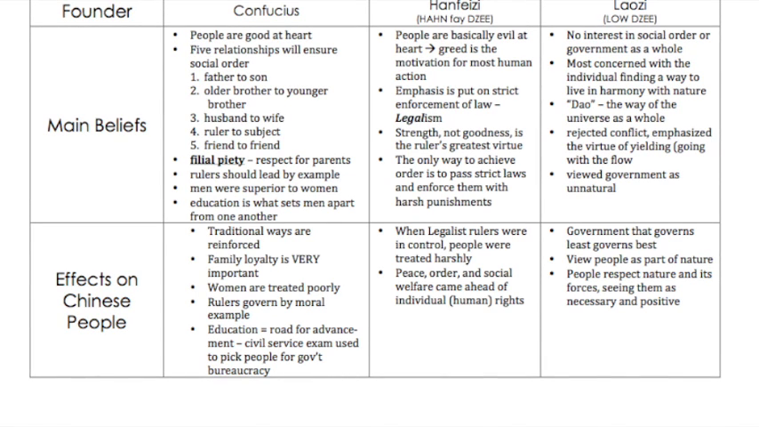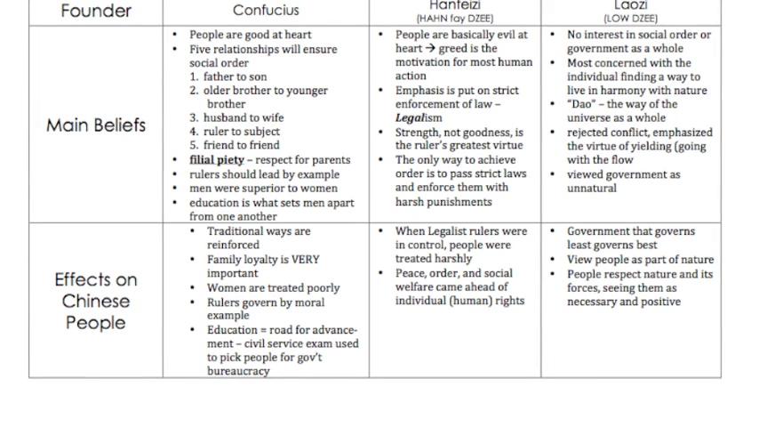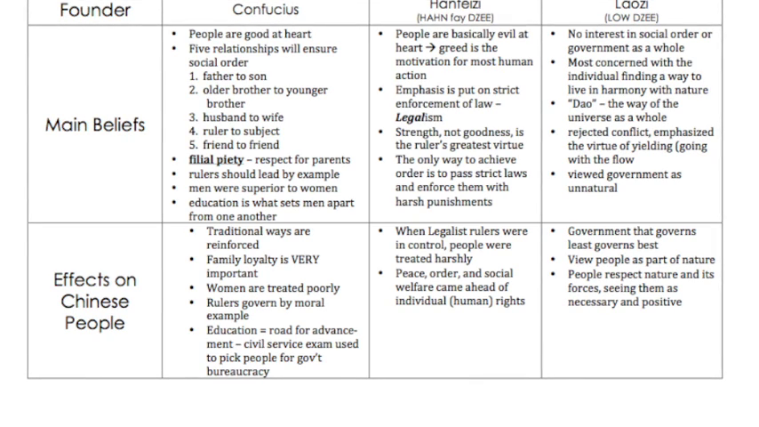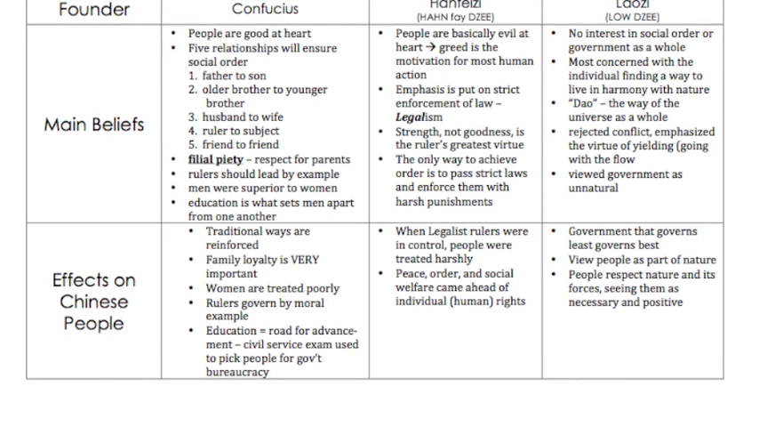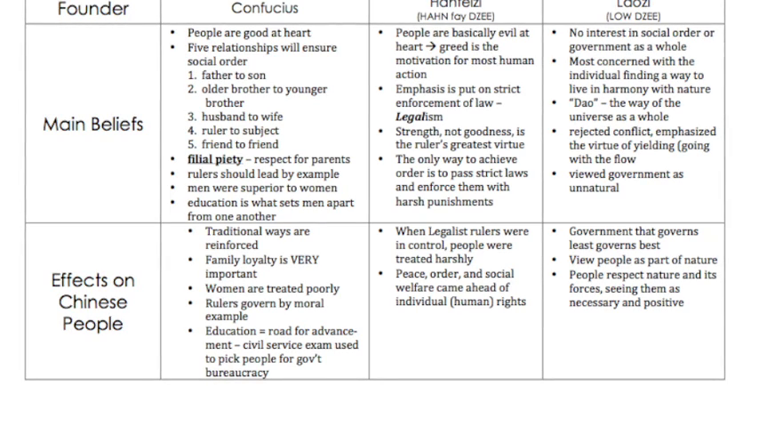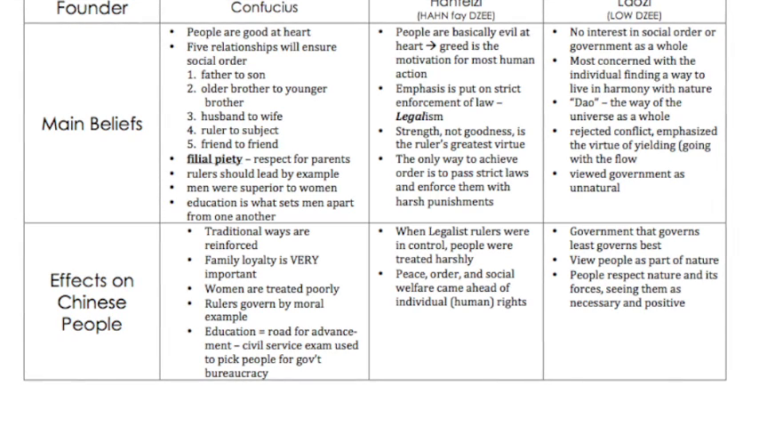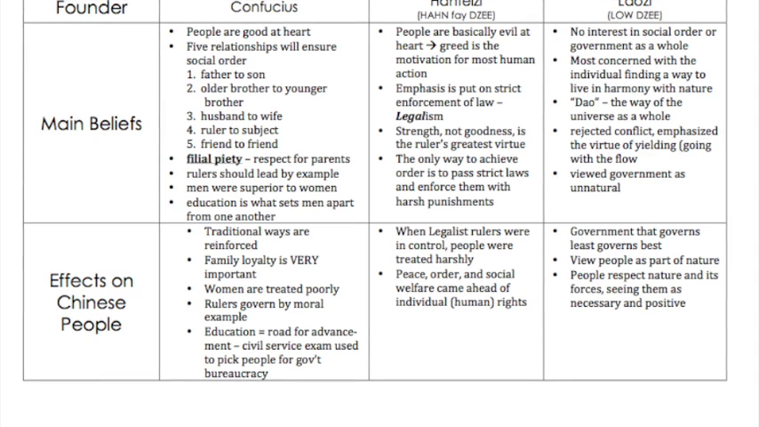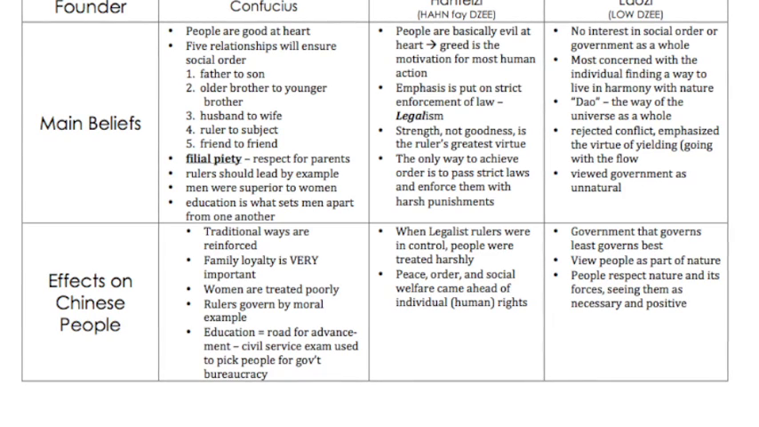Confucianism basically considers all people good, that leaders should lead by example, and that there really is no need for strict laws because, as one of our sources told us, if a leader sets a good example, others will follow. They also have the five relationships: father to son, older brother to younger brother, husband to wife, ruler to subject, and friend to friend.